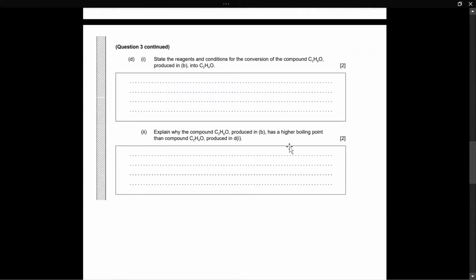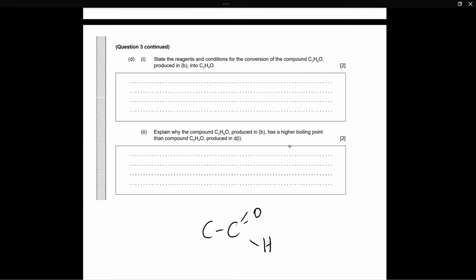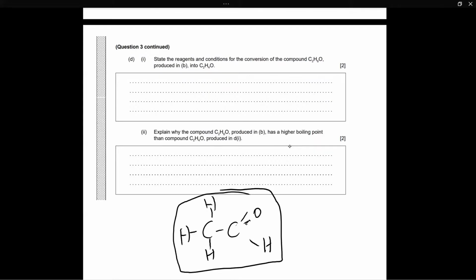So the next question. State the reagents and conditions for the conversion of the compound C2H6O, ethanol, produced in B into C2H4O. Now, C2H4O looks like this, right? And if you can tell, this is an aldehyde because this is the aldehyde functional group over here. And you know that the alcohol that we produced in part B can be oxidized into the aldehyde over here.